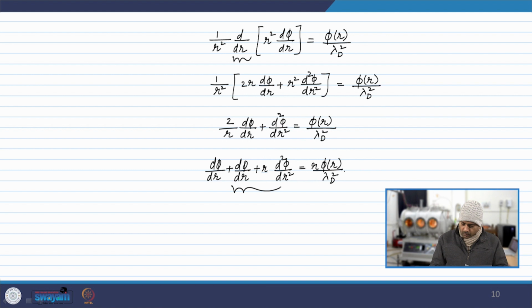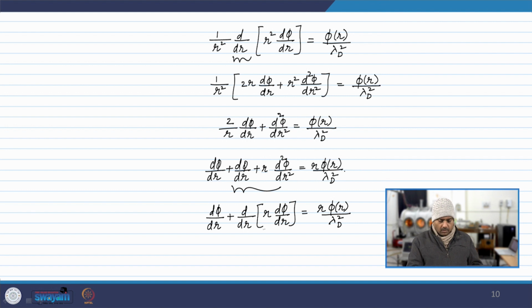So, these two we are going to write it as, one dφ/dr will remain, plus d/dr of r dφ/dr is equal to r φ(r) by λ_D². You understand? So, this is uv again. If I take this derivative inside, it will be, once it will be d²φ/dr² plus, you keep it as v, then dr/dr is 1, right? So, this is still the same, just rewritten it.